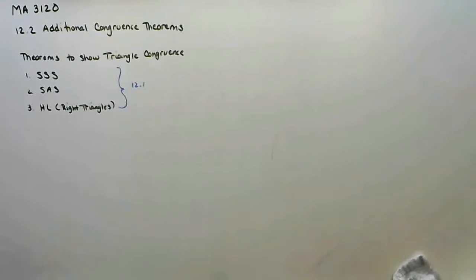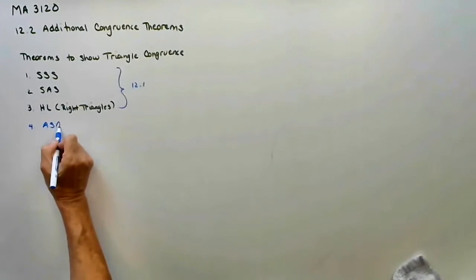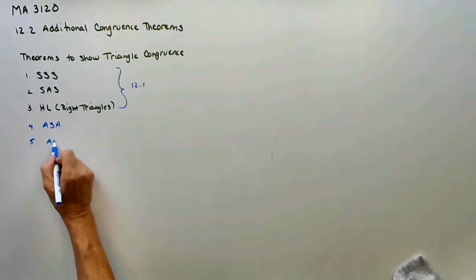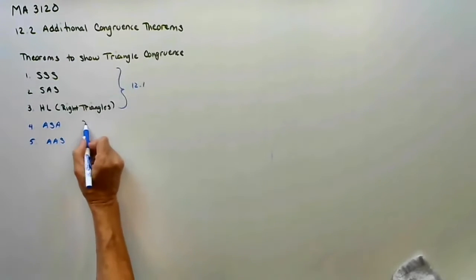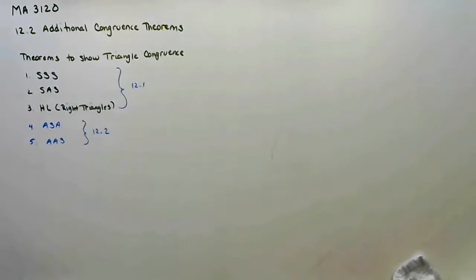Now we want to add to that two of them. We want to add angle, side, angle, and we want to add angle, angle, side. And these are the two that we can find in this section. All right? And then after we go through those, we're going to practice doing some proofs. Sorry about that. So let's first start with angle, side, angle.